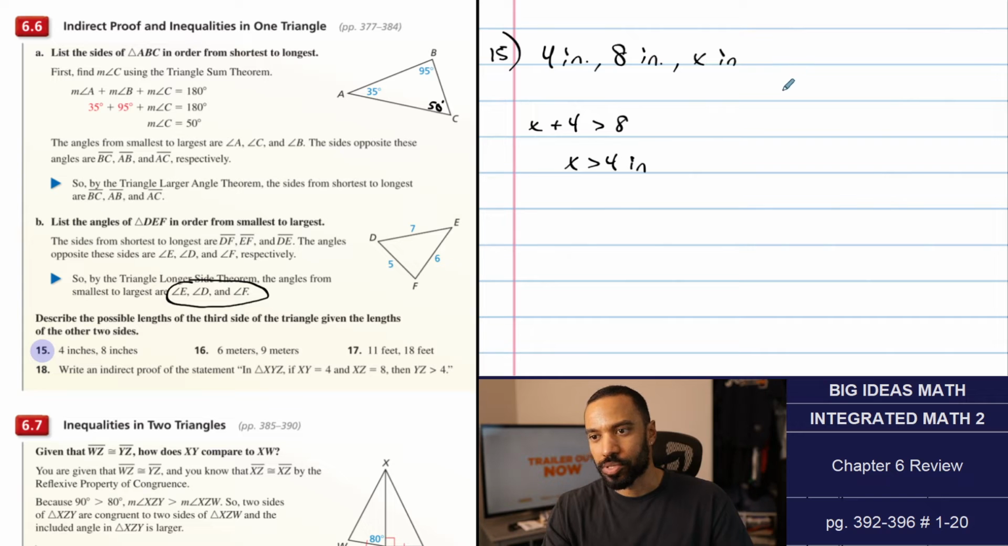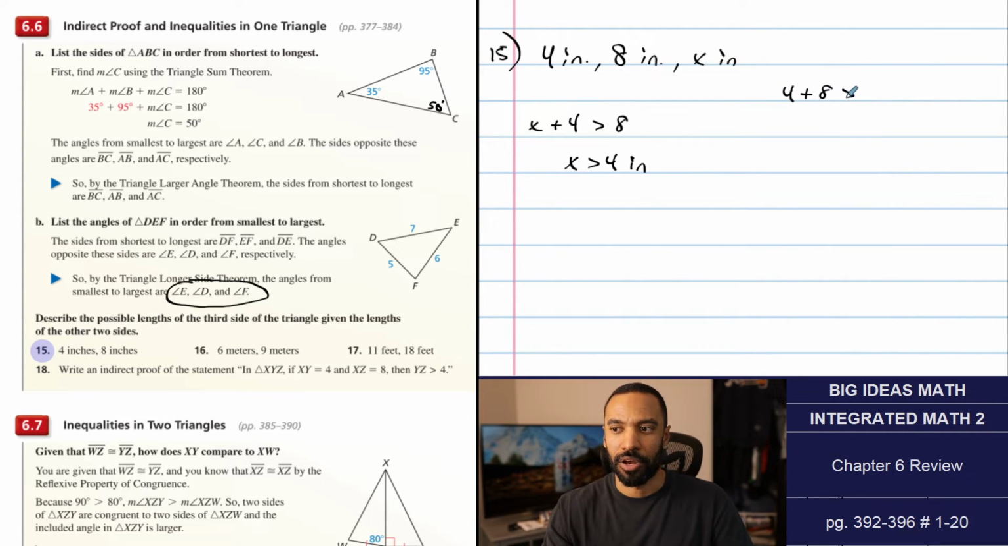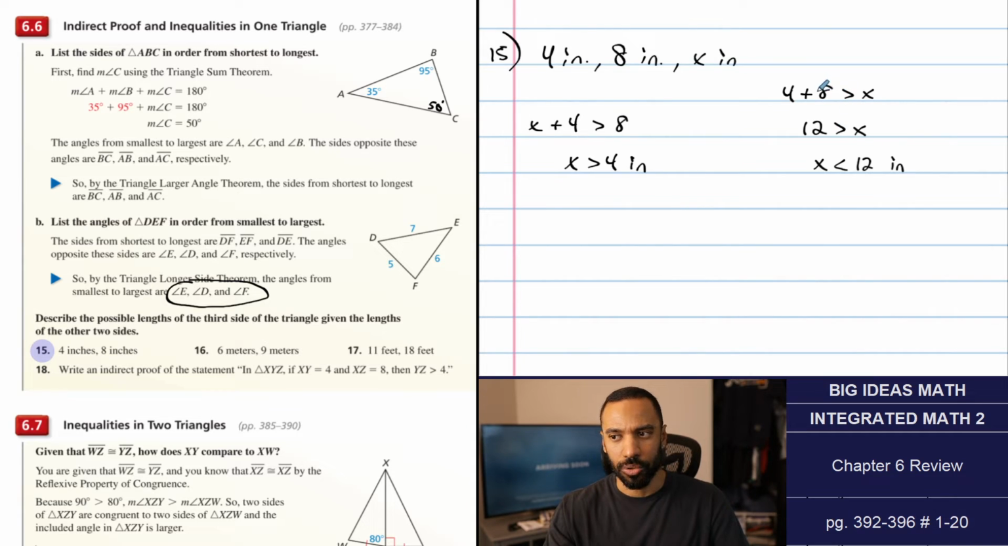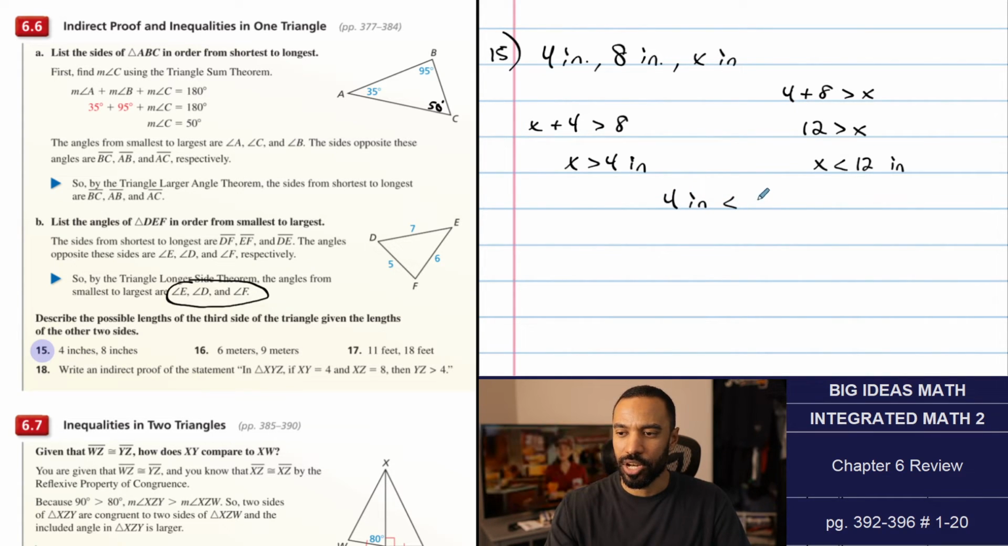On the flip side, if x was the longest side, 4 plus 8 would have to be longer than it. And if you're not sure what I'm talking about regarding these lengths, definitely check out the video on section 6.6 where I get into this. X would have to be less than 12 inches. This is just going through the inequality. 4 plus 8 is 12, and flip this entire thing to write it like that. As a whole compound inequality, I'm going to write it as such. X has to be between 4 and 12 inches.